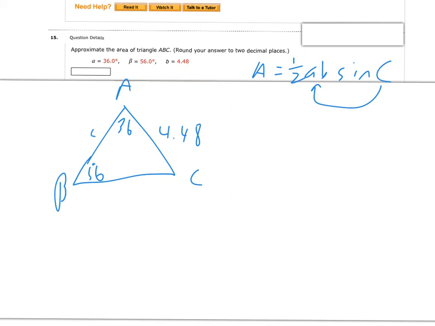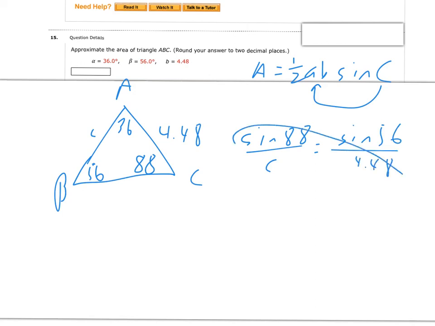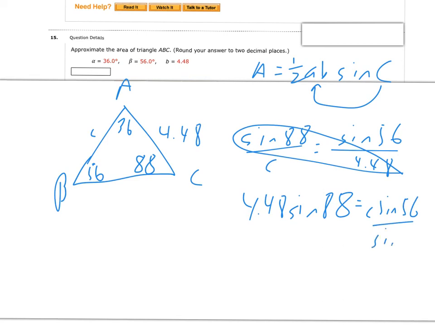And I'll do that using law of sines. So I'm going to subtract the other two angles from 180 to find that missing angle, which would be 88. And then I'll do sine of 88 over little c equals sine of 56 over 4.48. Cross multiply that. 4.48 times sine of 88 equals c times sine of 56. So we'll divide that by sine of 56, and get our value for c, so that'll be 4.48 times sine of 88, and then divided by sine of 56, and that'll be about 5.4.